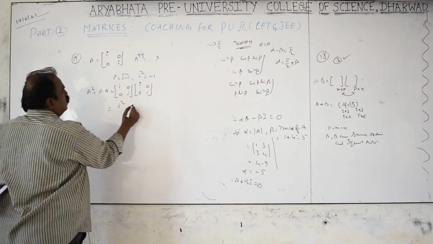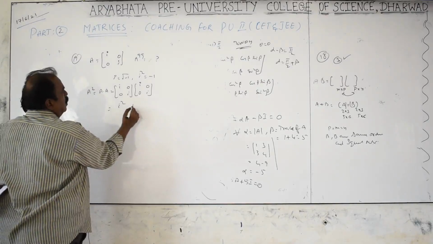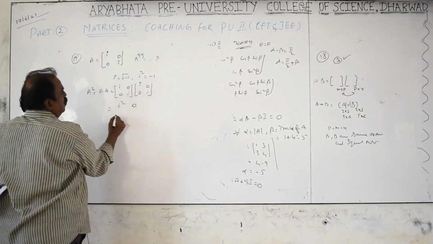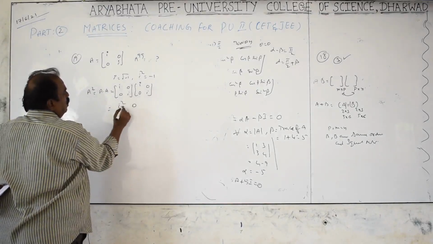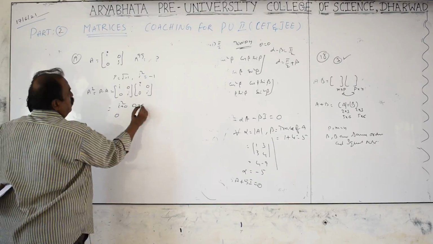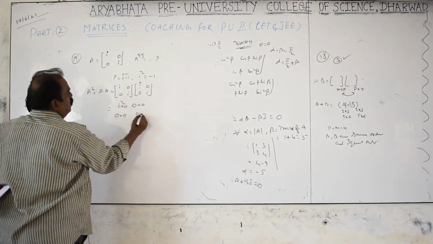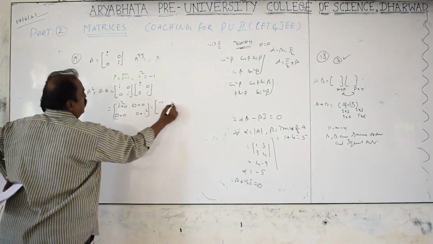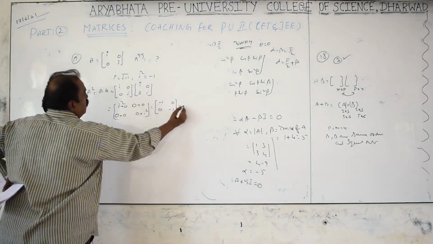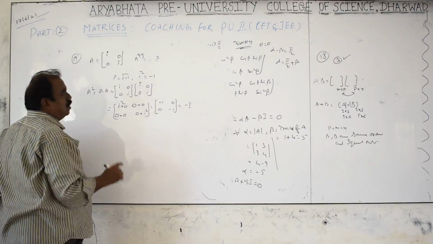So it is i square. Again it is 0. i into i square, 0 plus 0 is okay. It is 0 plus 0. Here also 0 plus 0. 0 plus i square will come. So it is [[minus 1, 0], [0, minus 1]]. Minus I will come. Okay, right.